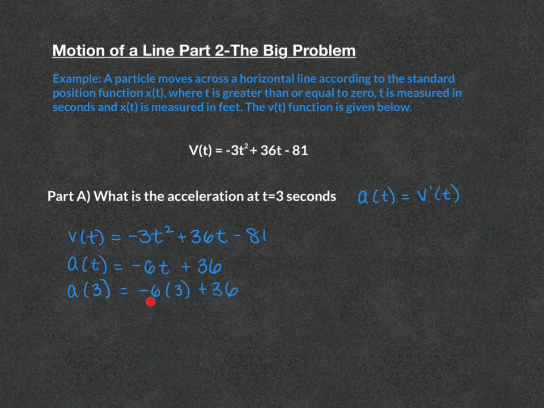So take a minute, plug all of this into the calculator just the way you see it. Pause the video and then hit resume for the answer. Okay, so you should get that a of 3 is equal to 18. And if you want to be specific about units, you can. I'm not really worried about it too much. So my acceleration at time equals 3 seconds is 18. So that is the answer for part A. All right, let's look at part B.